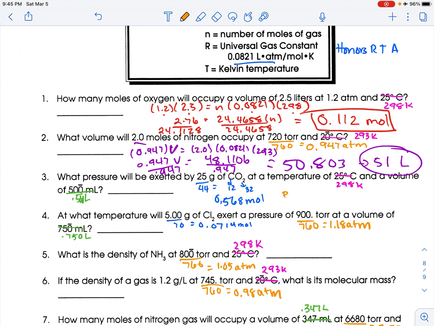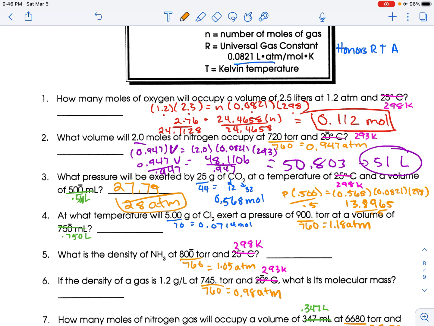So P is what I don't know. V equals, n, T. Okay, so let's see. We have 0.568 times 0.0821 times 298, which gives you 13.896 whatever. And we're going to divide it by 0.5. We're going to get 27.79, etc. Looks like 2 sig figs though, so 28. And the pressure, so that's atmospheres. Wow, that's a lot.